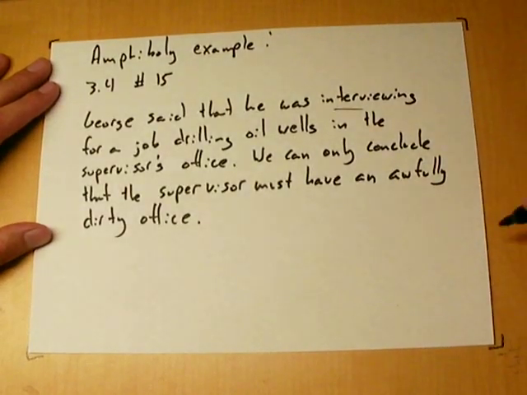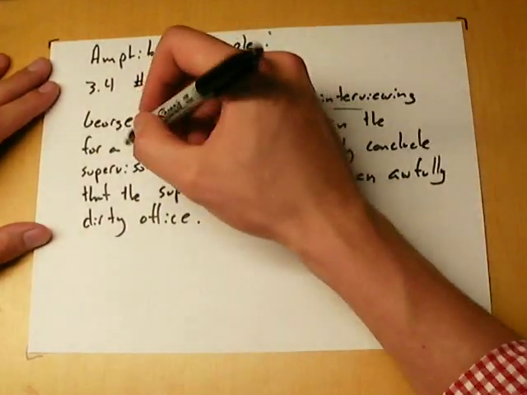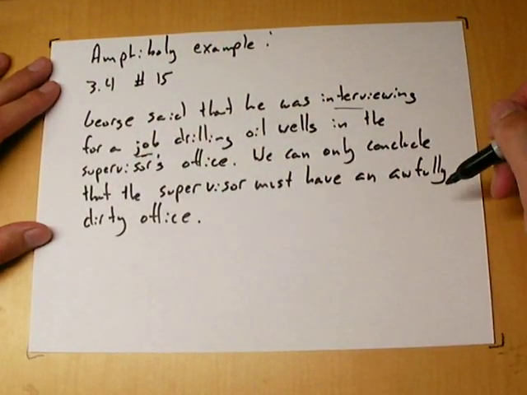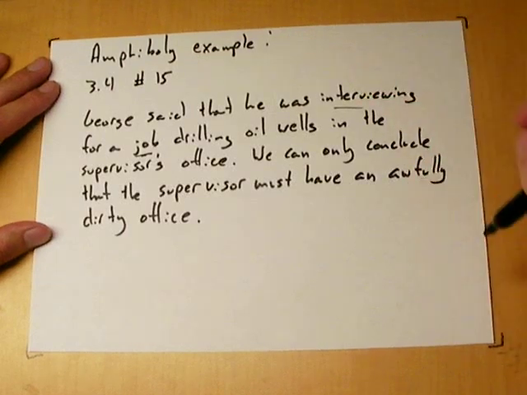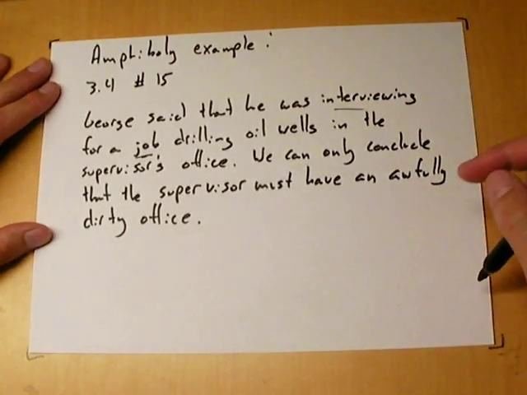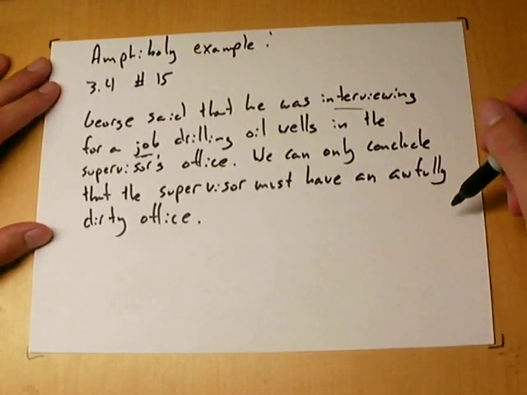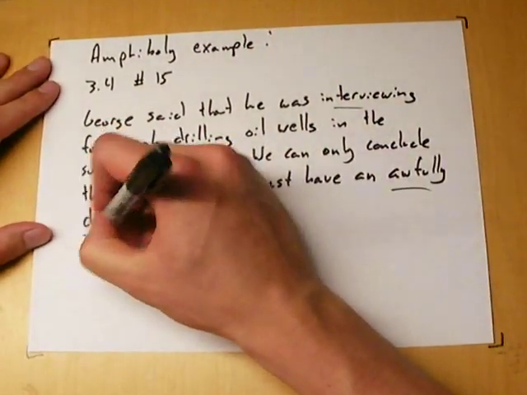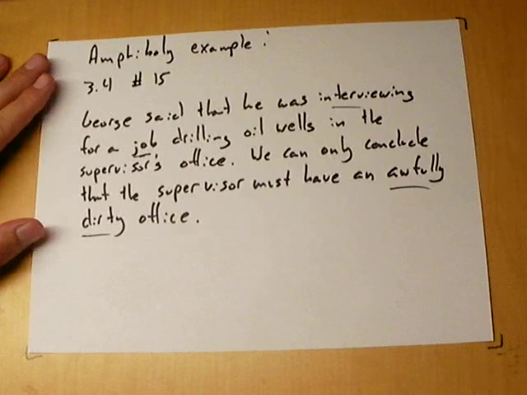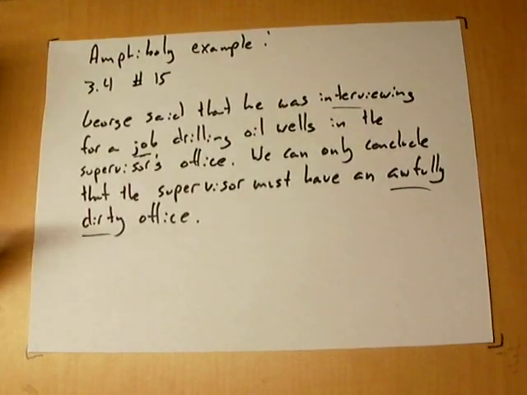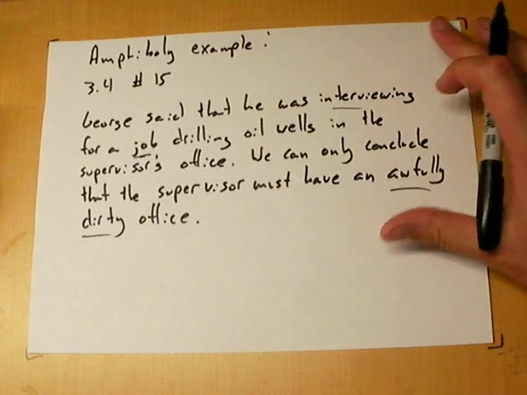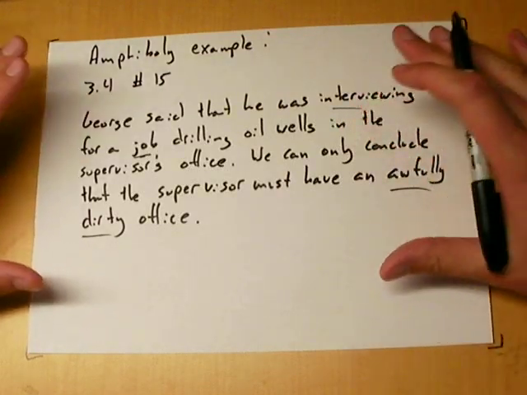But we could also interpret this as the job really being about drilling wells in an office. And if we're drilling oil wells especially in the supervisor's office, then the supervisor must have an awfully dirty office. Ha ha. But the point being, the sentence is grammatically ambiguous. We can't really tell what it means.